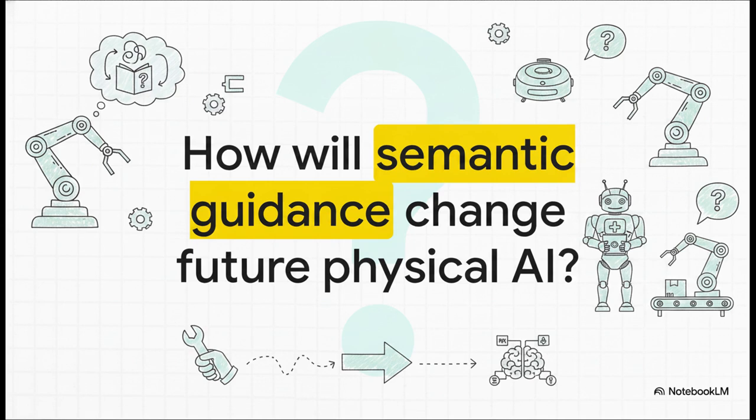If the secret to physical automation isn't just building better hardware, but rather teaching AI to speak a better internal language to itself, how will that change the robots in our homes, our hospitals, and our factories tomorrow? It is an incredible paradigm shift away from manual programming and toward semantic guidance.